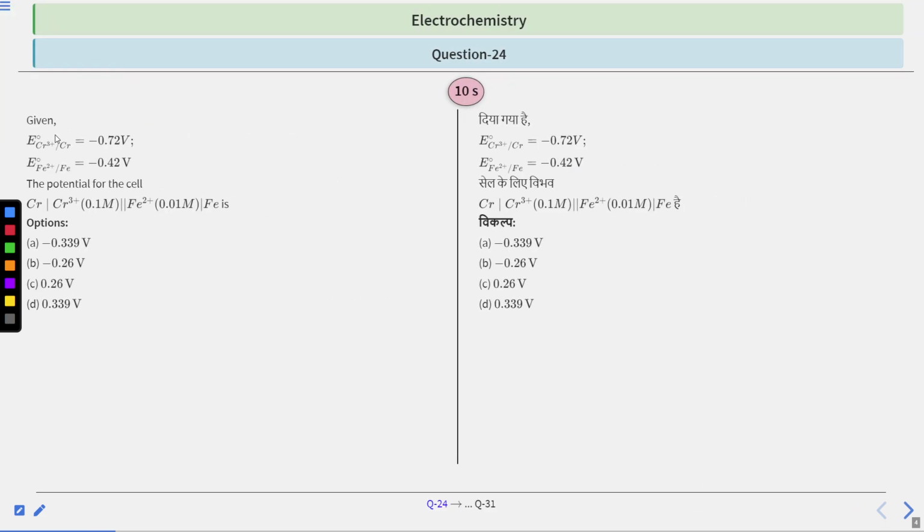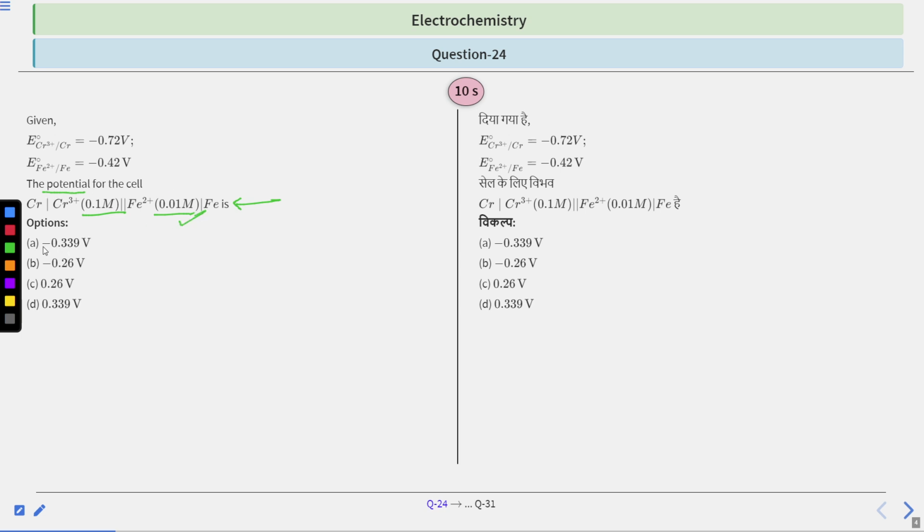Given E0 for Cr3+ to Cr is equal to minus 0.72 volt. E0 for Fe2+ to Fe is equal to minus 0.42 volt. The potential for the cell: the cell diagram will be Cr | Cr3+ (0.1 molar) || Fe2+ (0.01 molar) | Fe. We have to tell the potential for this cell.